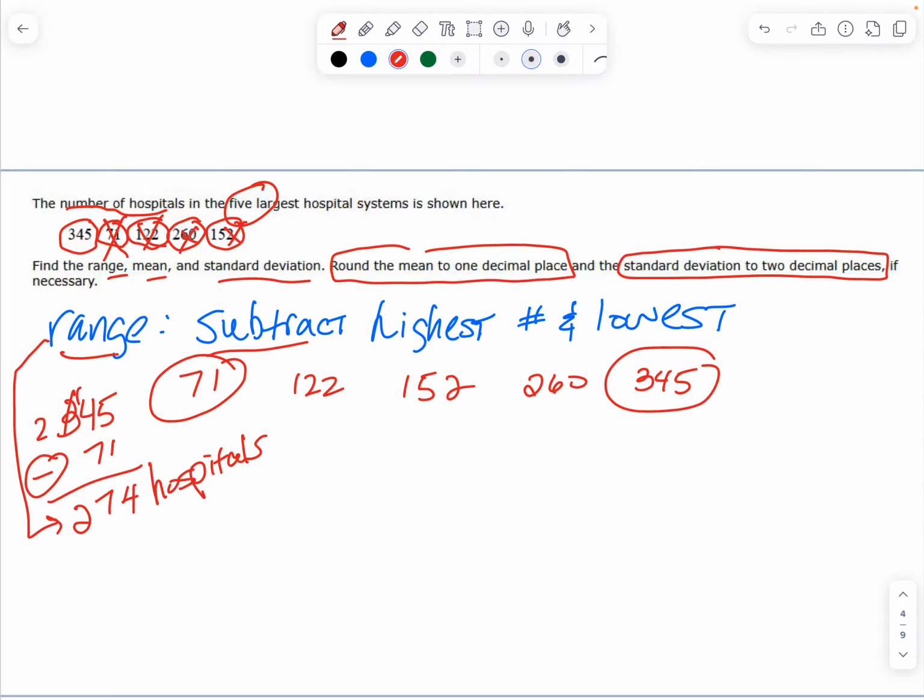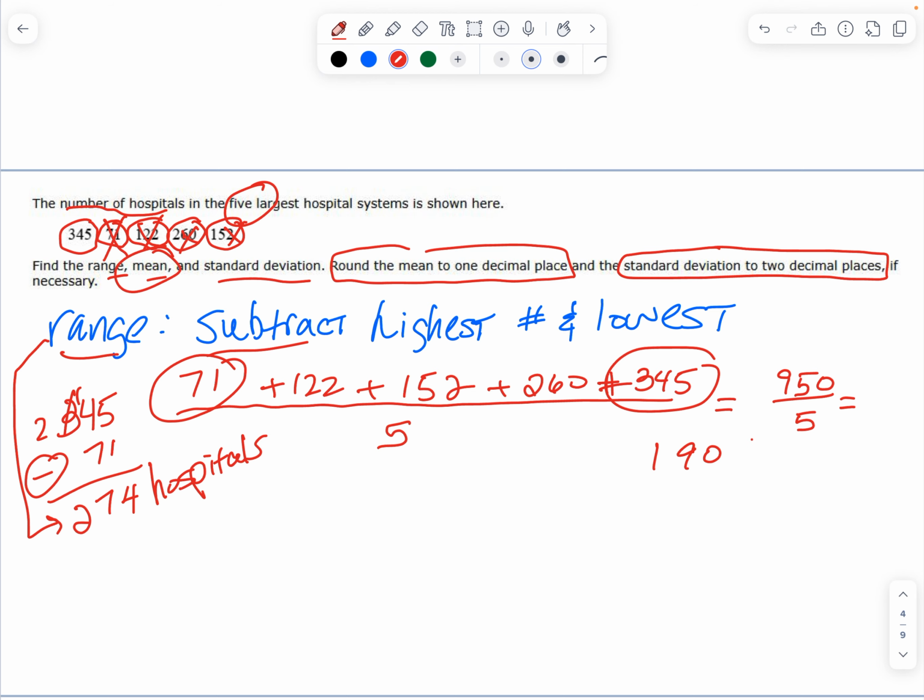Next, let's find the average number of hospitals. To find the average, we're going to add up these numbers: 71 plus 122 plus 152 plus 260 plus 345, and divide by 5 hospitals. If we add up the top, we get 950, and we divide that by 5 hospitals. So our average is 190 hospitals.